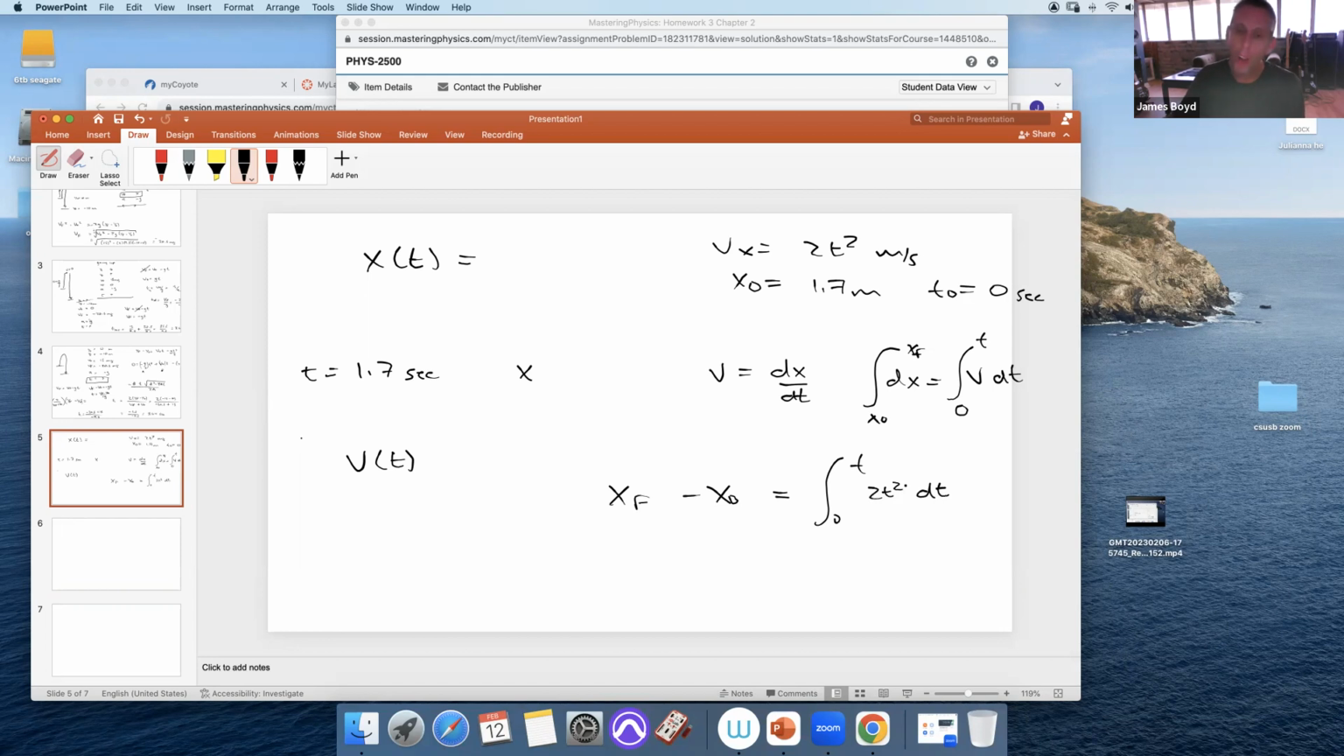How do you do this integral? Bring the power up by 1 and divide by the new power. So this becomes x final minus x initial is 2t cubed over 3 from 0 to t. That means our x final is x initial plus 2t cubed over 3. X initial was 1.7. T is 1.7 as well. And we get the following: 1.7 plus 2 times 1.7 times 1.7 divided by 3. And I get 3.63.